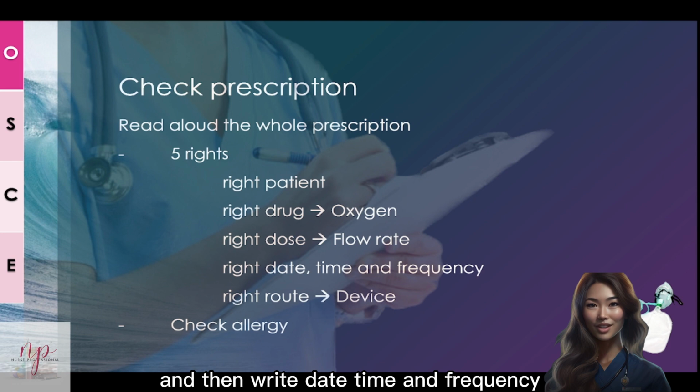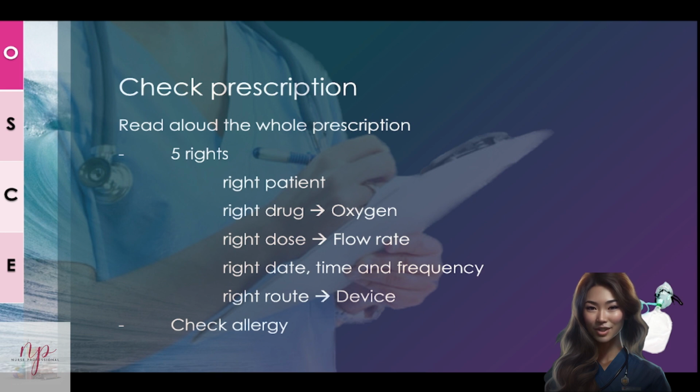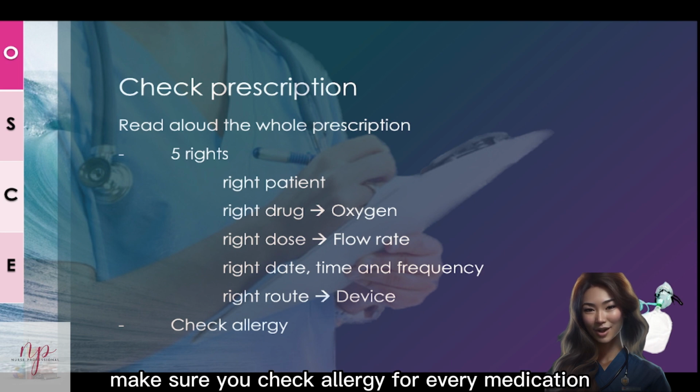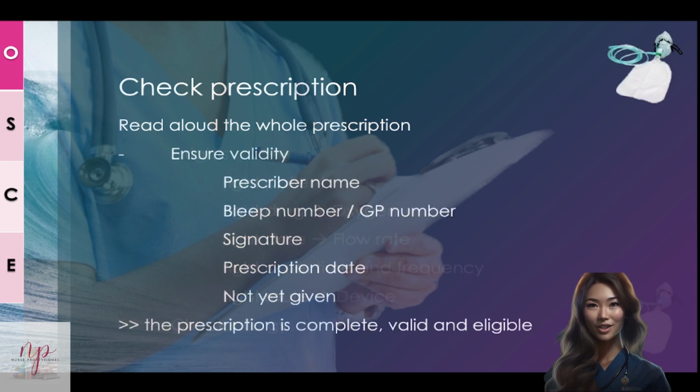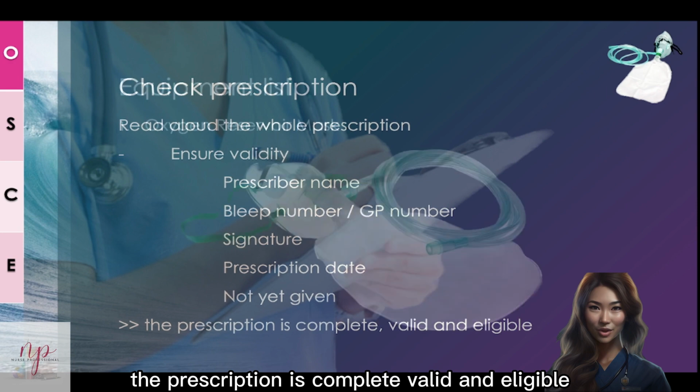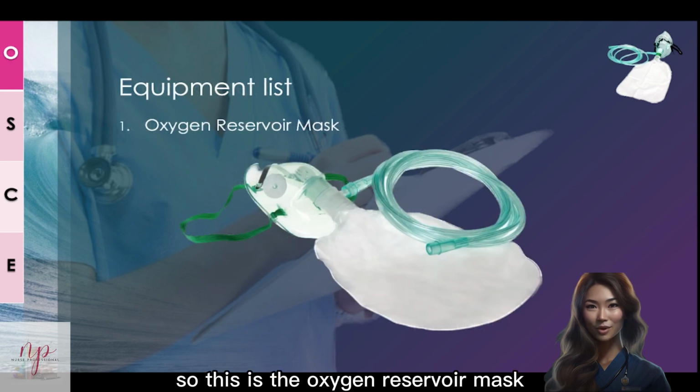And then right date, time, and frequency. For right route, see which device the doctor has prescribed. Make sure you check allergy for every medication, and you need to ensure the prescription is complete, valid, and legible. So this is the oxygen reservoir mask.